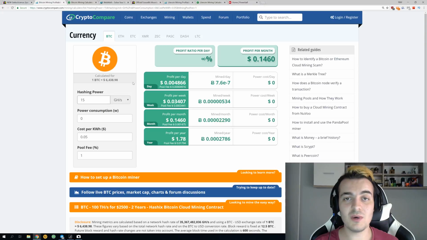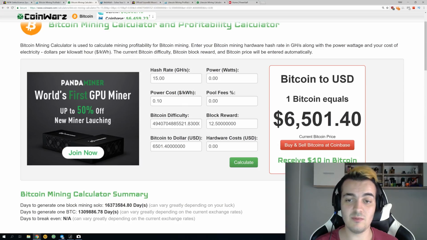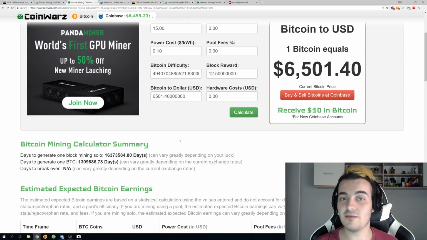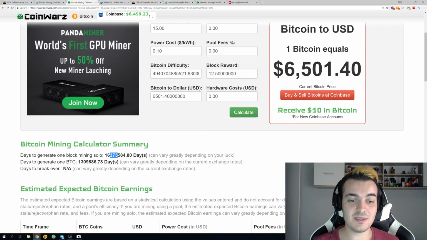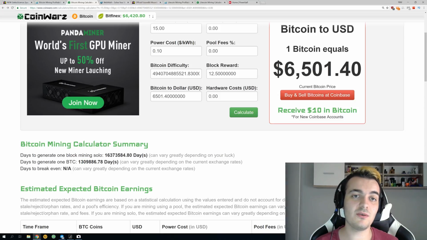So now let's take a look at what the chances are that you will find this block on your own. I've entered over here 15 gigahashes and everything else the same, Bitcoin difficulty and 12.5 block reward, and let's see how many days it will take you. On average, it should take you 16 million days to find one block on your own. So 16 million days, this is the same as winning the lottery, and I will show you the calculations later on. And days to generate one Bitcoin is 1.3 million, but you cannot just generate one Bitcoin. You can either generate 12.5 Bitcoins or nothing at all when you are mining by yourself.